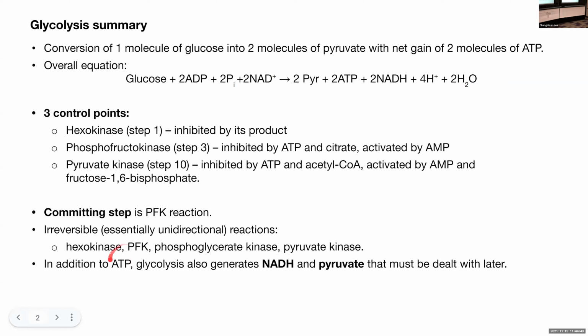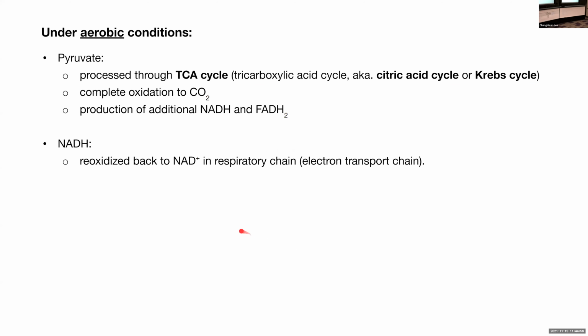In addition to ATP, glycolysis again generates NADH and pyruvate that have to be dealt with or processed in the later steps of metabolism. Under aerobic conditions, these pyruvate molecules generated from glycolysis can be processed through the TCA cycle. We talked about this briefly, right? That happens after the glycolysis to further process the small molecules, the pyruvates, in a slightly different form that we're going to talk about during this lecture.